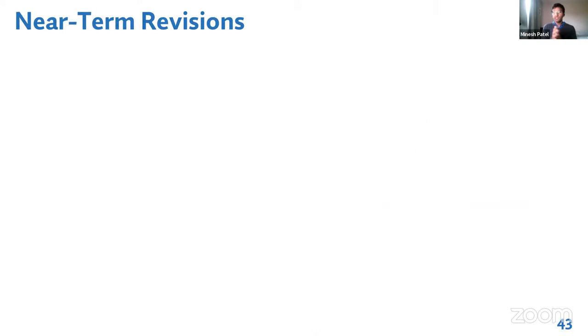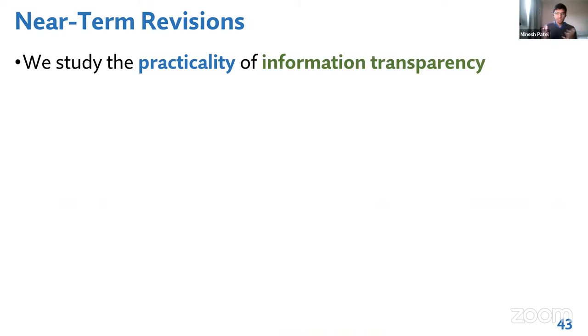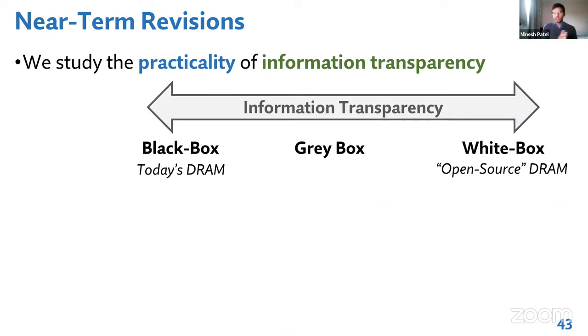For the near term, we essentially study the practicality of different forms of information transparency. So here's a scale, let's say, of different levels of information transparency, ranging from what we have today, which is essentially a black box about how the DRAM chip actually functions internally, to a fully white box solution, which you could think of as a potentially open source DRAM, where all of the design details are available to DRAM consumers, and a gray box solution that's somewhere in between.